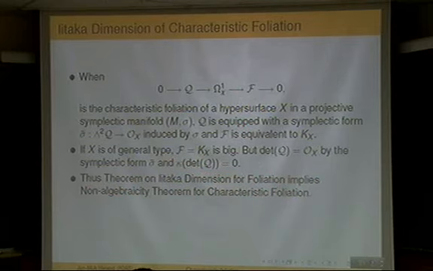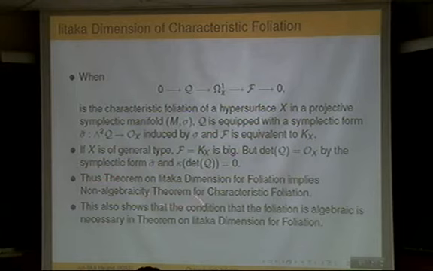But also this shows that the condition of algebraic foliation in this theorem on Iitaka dimension is a necessary condition. So without this algebraicity assumption, the bigness of this doesn't imply that this Iitaka dimension is large. So it's perfectly possible. Here we give examples where F is big, but this has Iitaka dimension 0, and the foliation is not algebraic. So this condition of being an algebraic foliation is really necessary in the theory.